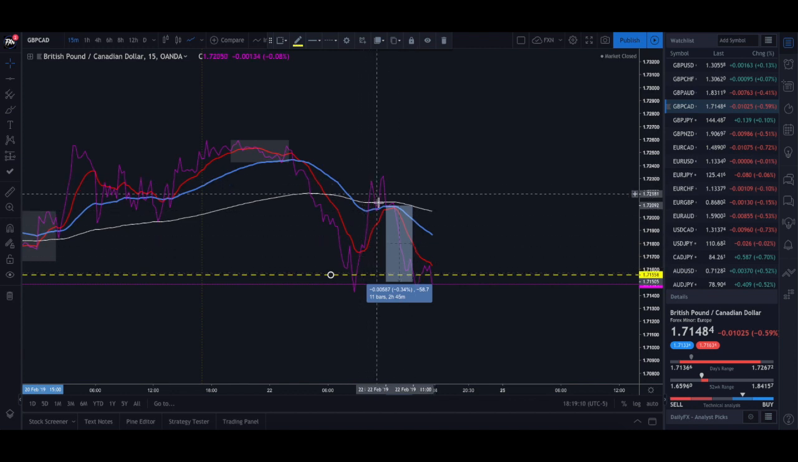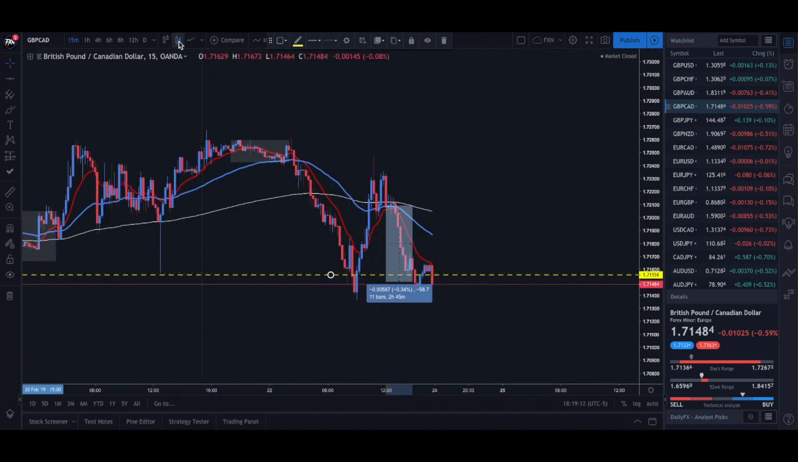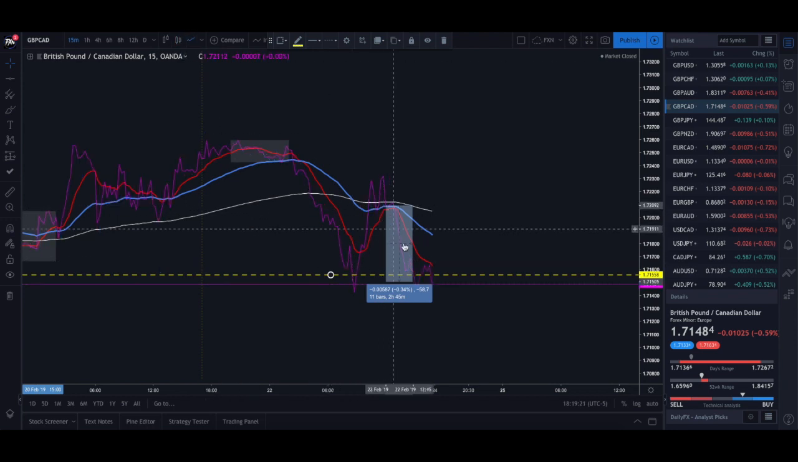Because what do we have here? We have an M formation here, right? So not only do we have a W, but we have an M, back to back. So we can trade that also. Okay?